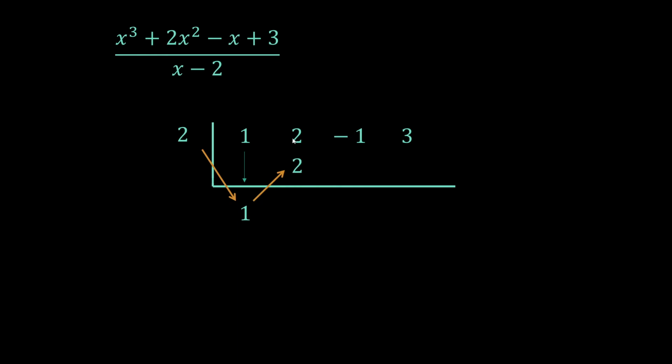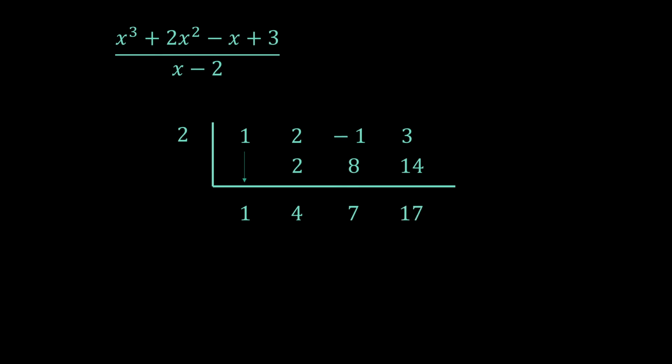The next part is once we've got this column set up, we're just going to add those two numbers together. So 2 plus 2 is 4. Okay, and we go again. 2 times 4, put it up here. 2 times 4 is 8. Next bit, -1 plus 8 is 7. Again, 2 times 7 becomes 14. 3 plus 14 is 17.